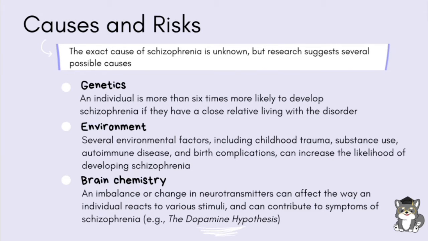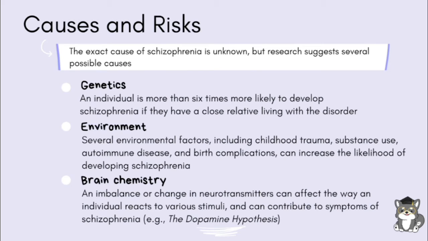But while genetics is one of the more commonly noted factors that is associated with the risk of schizophrenia, it's not the only one, and that's actually a pretty common misconception. Several environmental factors have also been noted in contributing to the likelihood of developing schizophrenia, and these can include childhood trauma, substance use, even autoimmune disease and birth complications. Imbalances or changes in an individual's brain chemistry can also be a contributing factor.